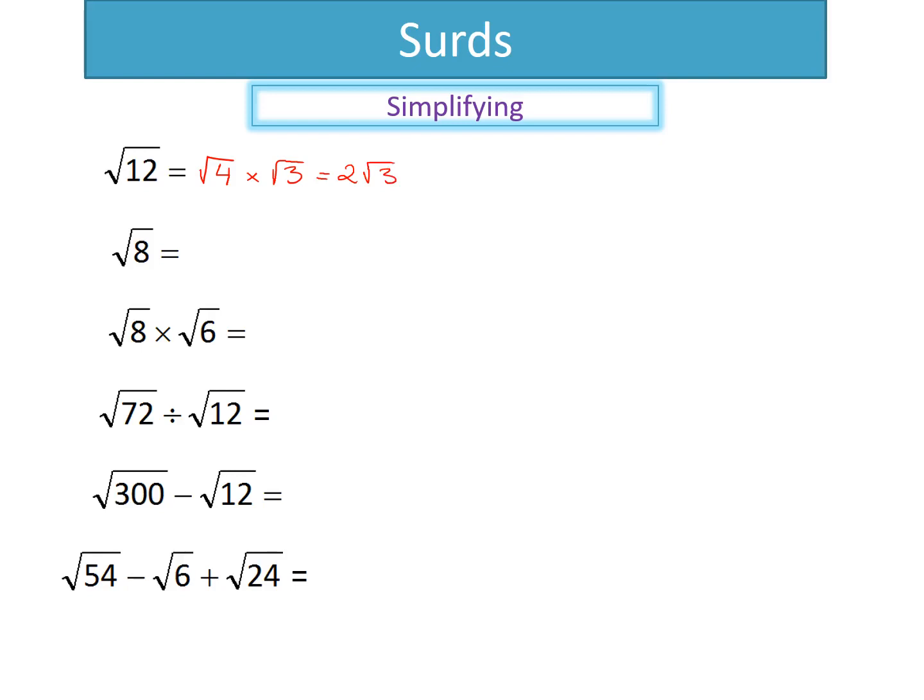In the next example, I can write square root of 8 as square root of 4 times square root of 2. Again, I can square root 4, and that is 2, and we keep root 2.